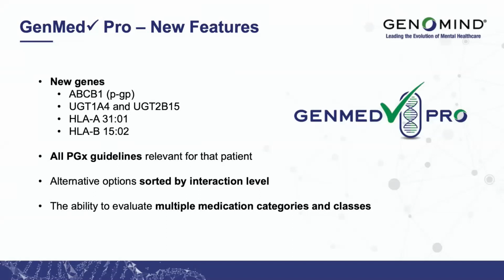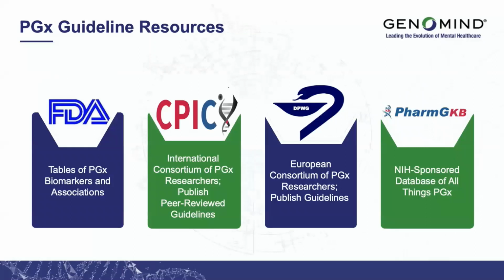And last but not least, we've incorporated 4 new genes into this tool. PGP, P-glycoprotein related genes, which are related to drug absorption. Phase 2 enzymes, UGT1A4 and UGT2B15. And then 2 genes which aren't pharmacokinetic but are important: HLA-A 3101 and HLA-B 1502. These have to do with how sensitive you may be to Stevens-Johnson syndrome with carbamazepine, lamotrigine, or oxcarbazepine.